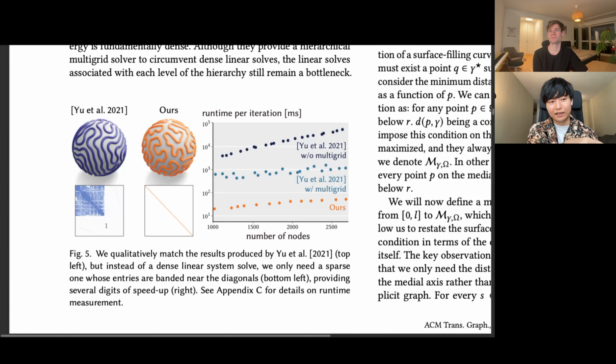So the colored elements are the non-zero elements inside this matrix. If you see the matrix of the Repulsive Curves paper on the left, then you can see lots of colored entries inside your matrix. Whereas in our matrix, you can see that all elements are concentrated on the diagonals in the center. And so our matrix is sparse enough, and it's really fast to get the linear solve.